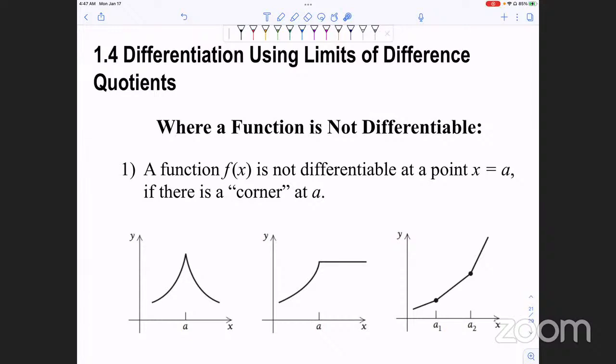You can't differentiate at a sharp corner. So a function is not differentiable at a point if there's a corner, right? So here's a corner, here's a corner, here are corners.